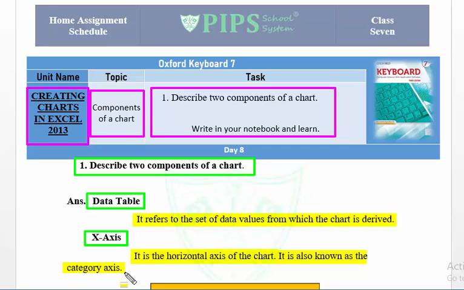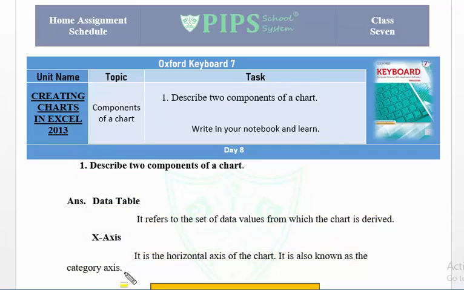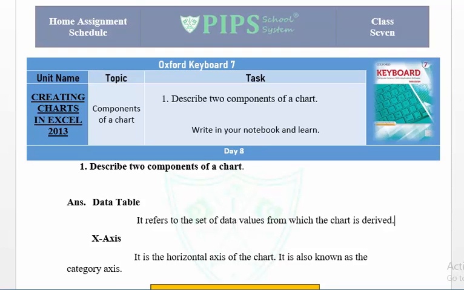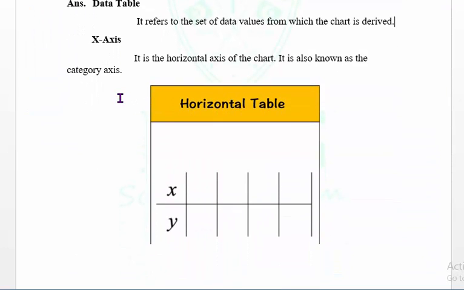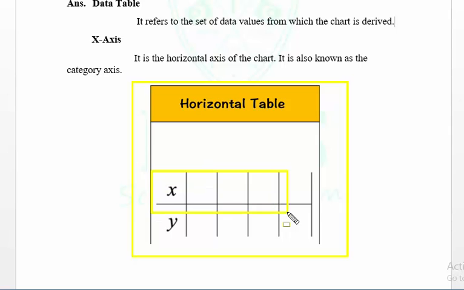Okay. Now let's see the picture. In this picture you can see it is the horizontal axis, the x-axis.